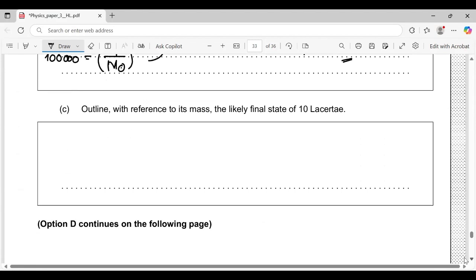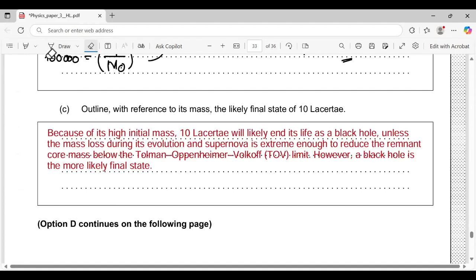Outline with reference to its mass, the likely final state of a star. I have provided my answer, my brief explanations about this question. Let's continue.